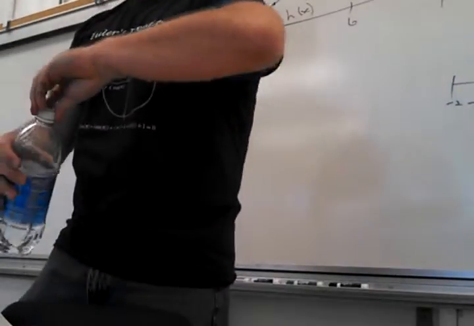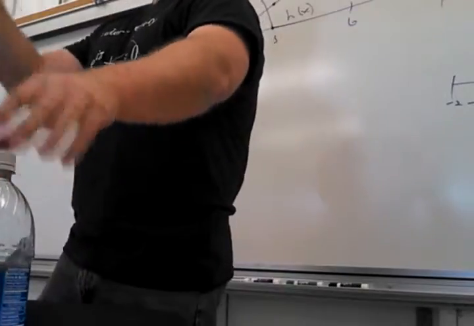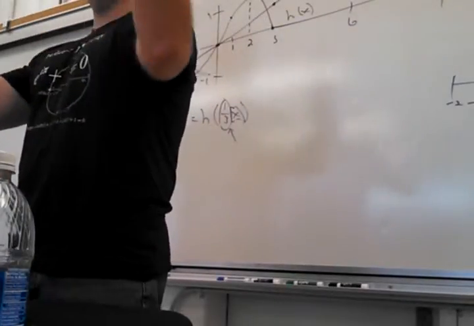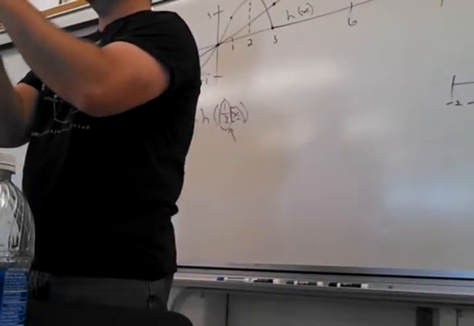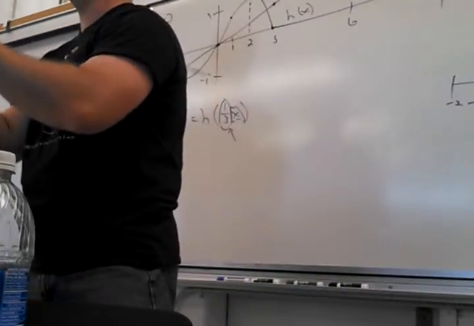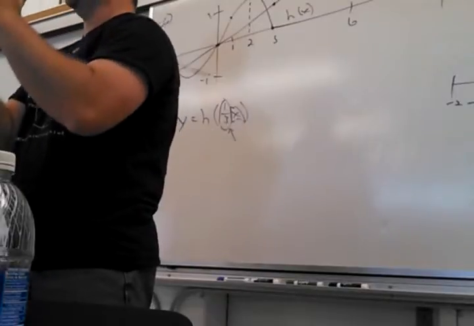No matter what the function is, if there's a 4 in front of the x inside, it's going to make it compressed by a factor of 1/4. Does that make sense? No matter what the function is, no matter what else is going on, that's one of the things that's going to happen.